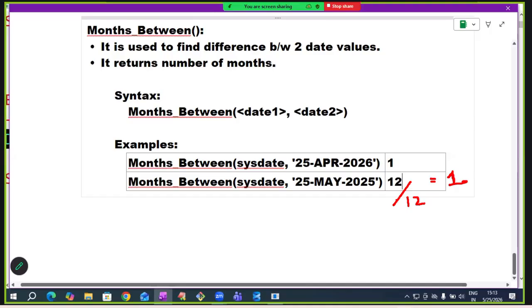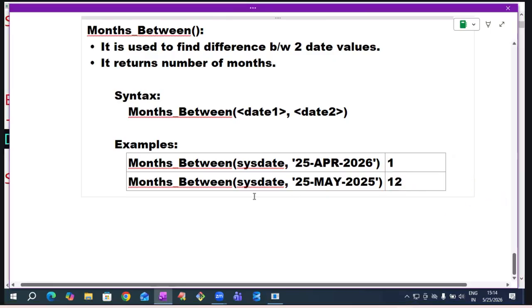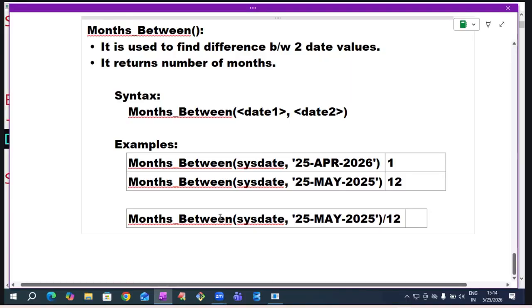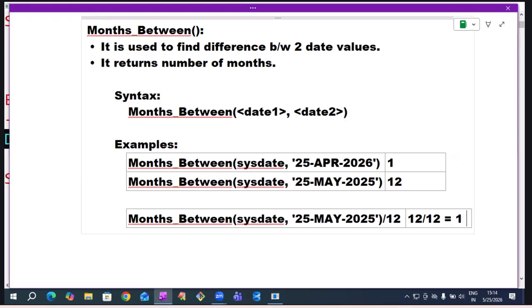So if I write like this, I'm getting the number of months here, 12 months. 12 months means 1 year. So to convert months to years, divide the number of months with 12. 12 by 12, 1. The months between function is returning 12 months, I'm dividing with 12, I'm getting 1 year.